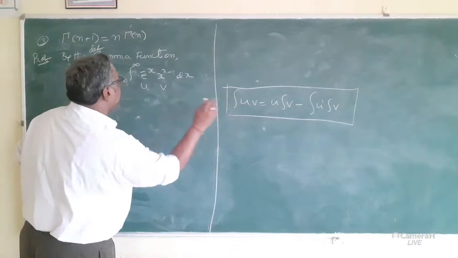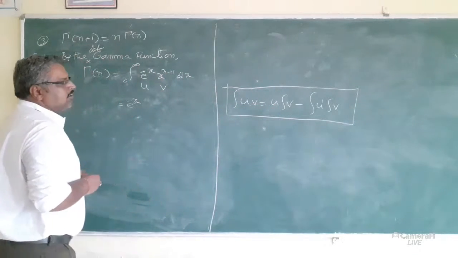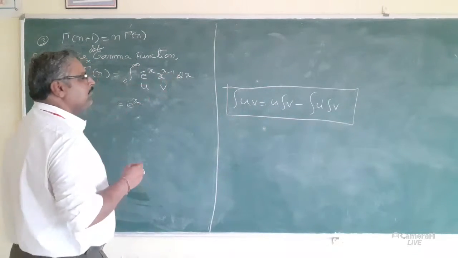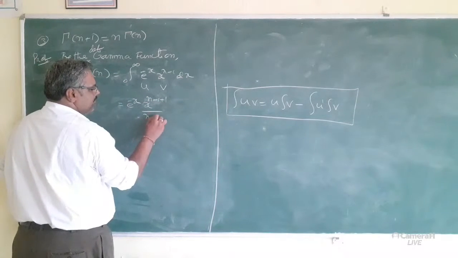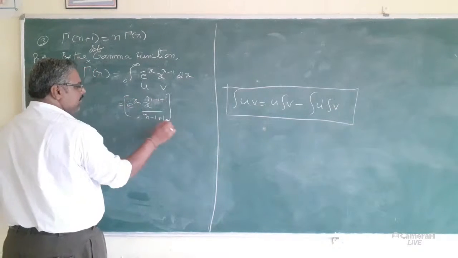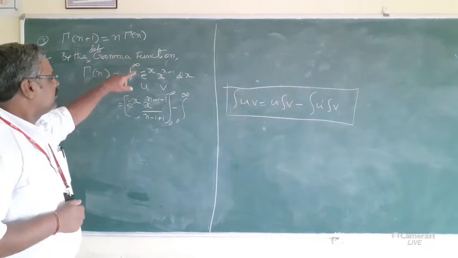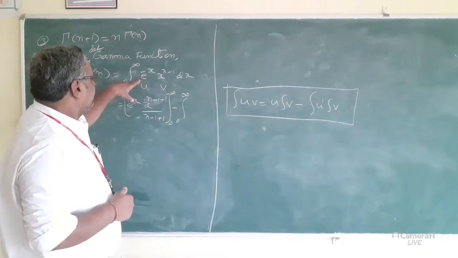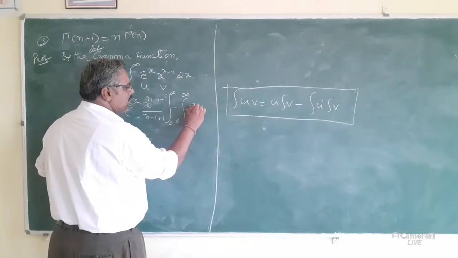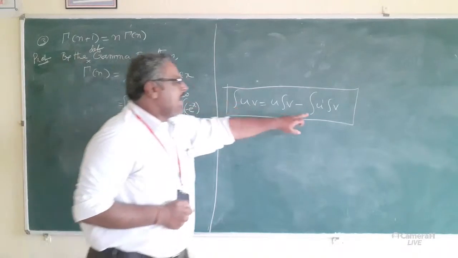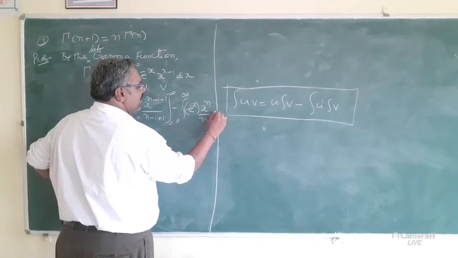U is e power minus x. First, e power minus x into the integral of x power n minus 1. The integral of x power n minus 1 is x power n minus 1 plus 1 by n minus 1 plus 1. Okay. Limit 0 to infinity minus integral 0 to infinity. Okay, fine. Derivative of u is minus e power minus x. And integral v is already known, x power n by n dx.